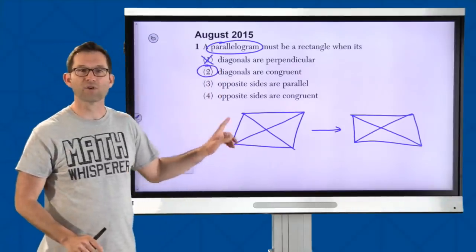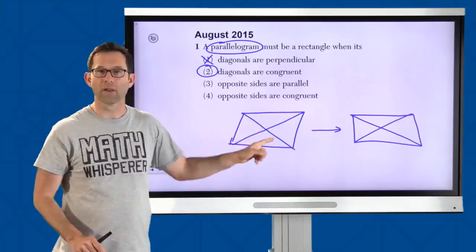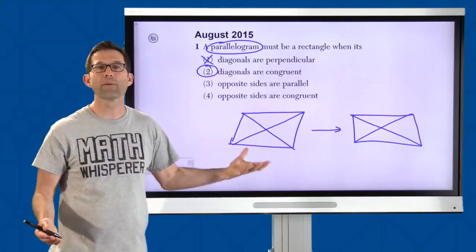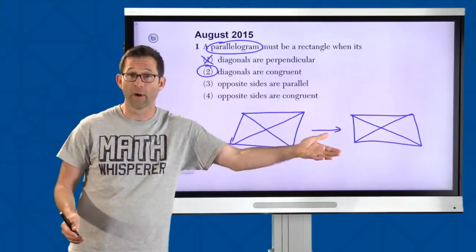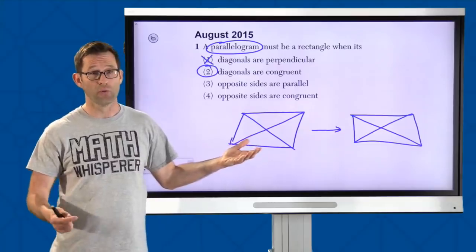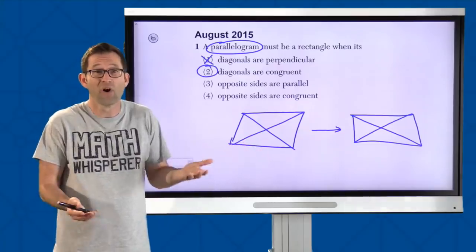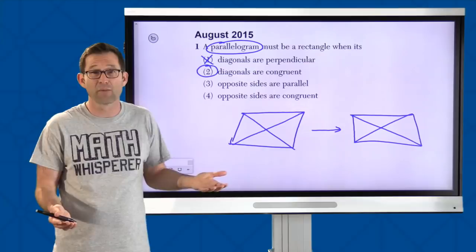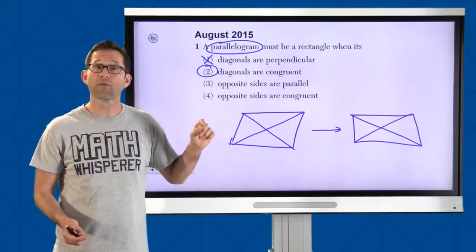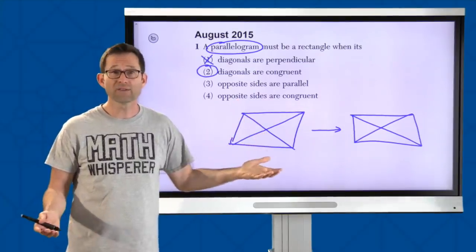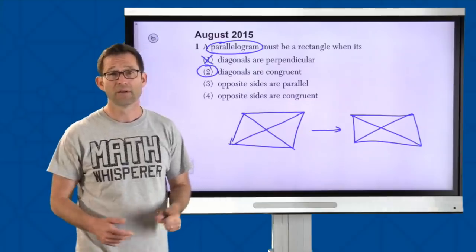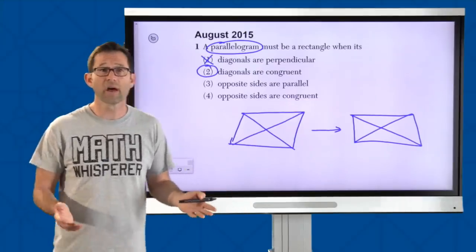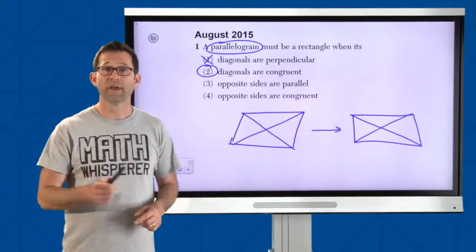Let's take a look at the last two. Opposite sides are parallel. Well, that's true for every parallelogram, including a rectangle, by the way. But it's not enough to prove a parallelogram is a rectangle because all parallelograms have opposite sides that are parallel. And the same is true for number 4. Opposite sides are congruent. That's true of all parallelograms. It's true of all of them. So it's certainly not enough to prove that it's a rectangle.